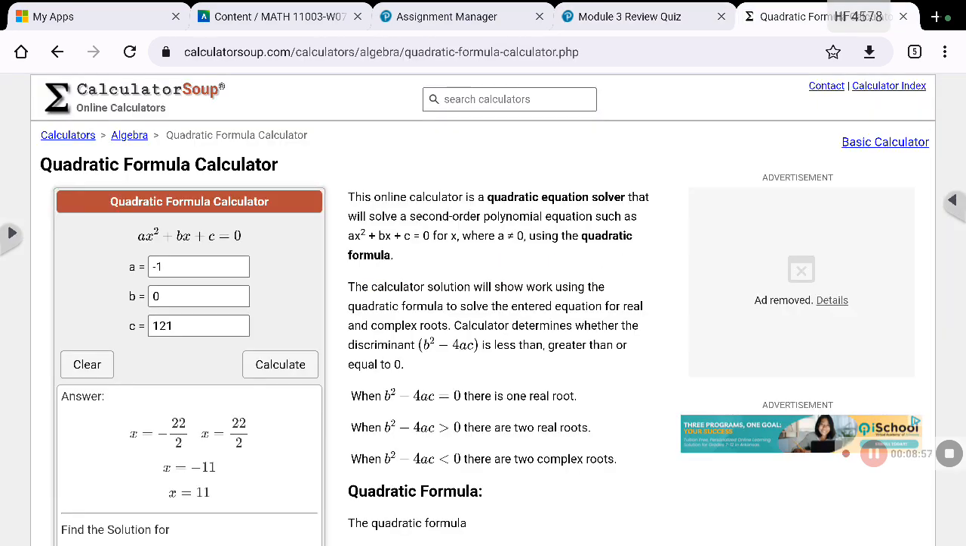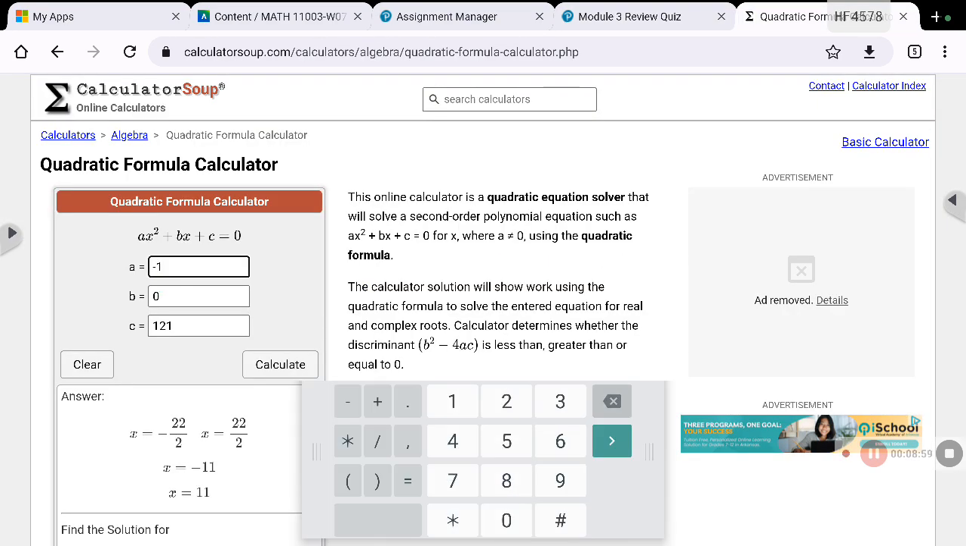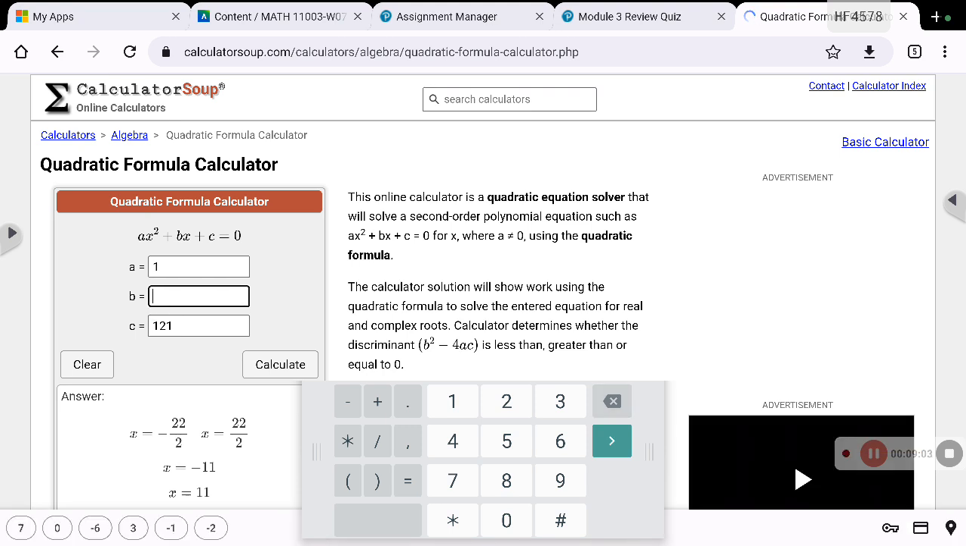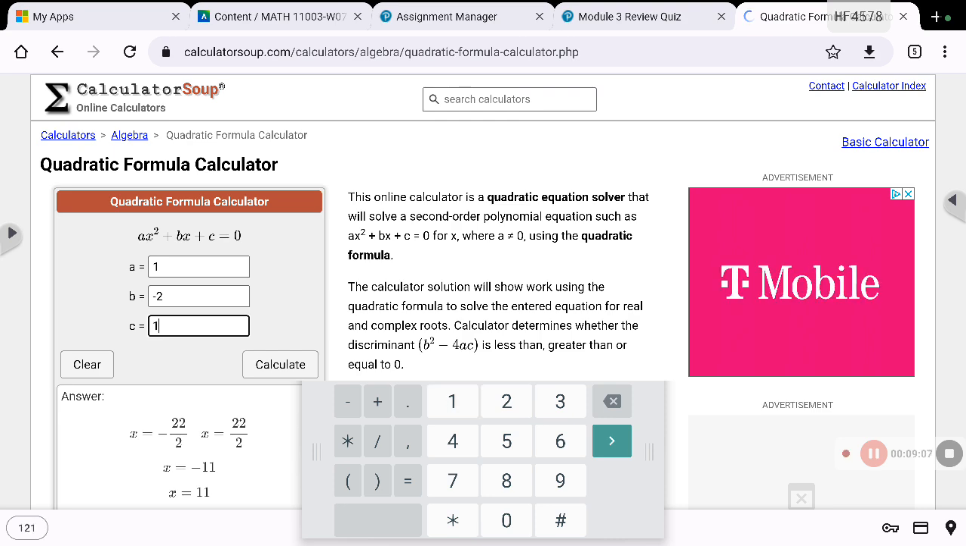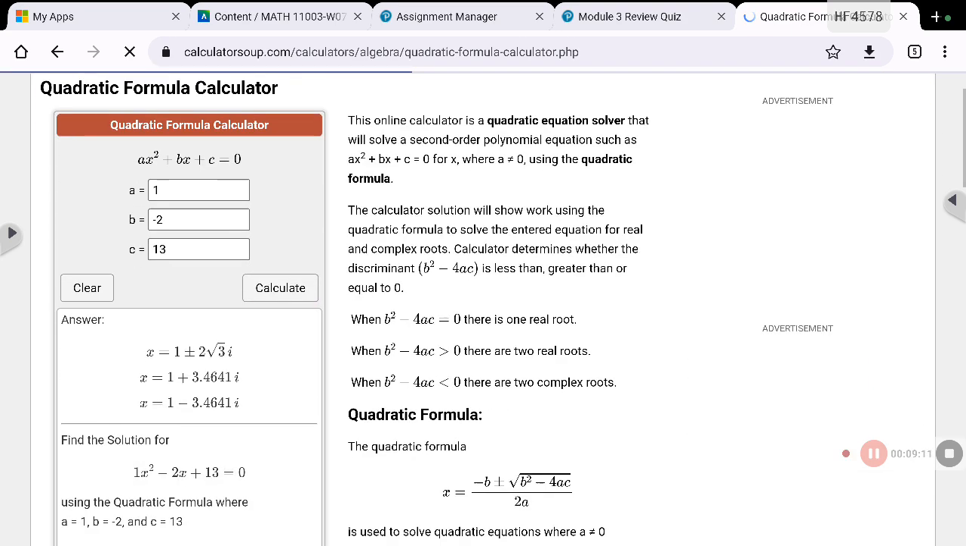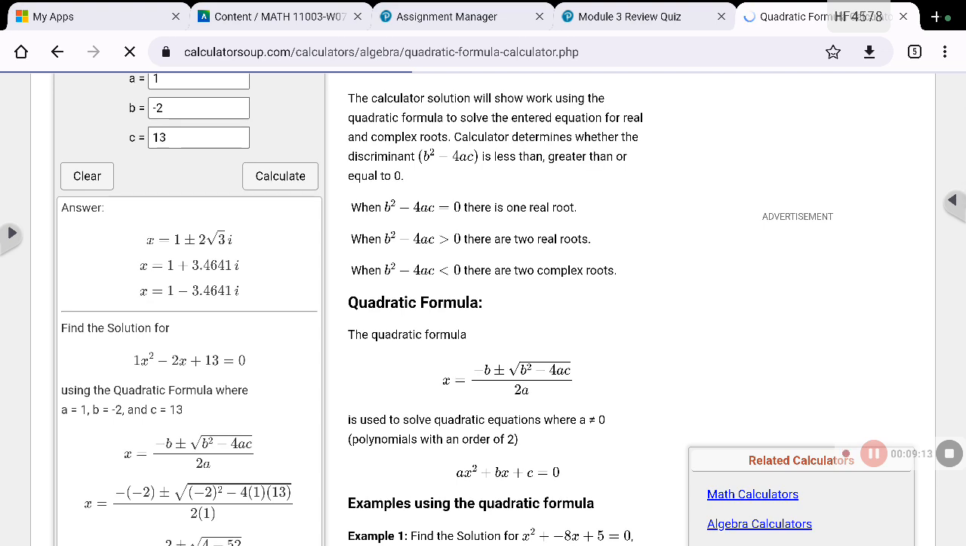So 1, negative 2, and positive 13. When I calculate this, you'll notice that your answer has i's in it.